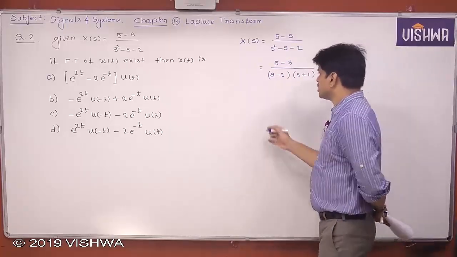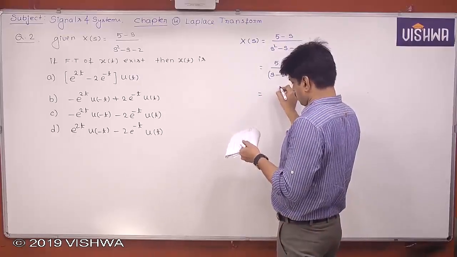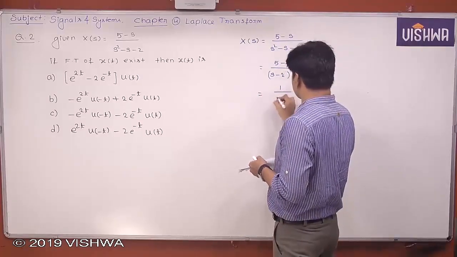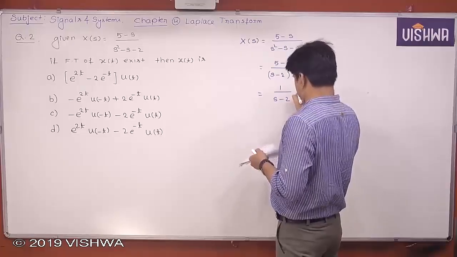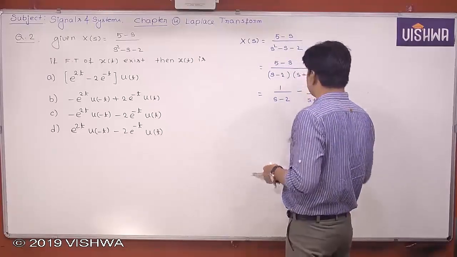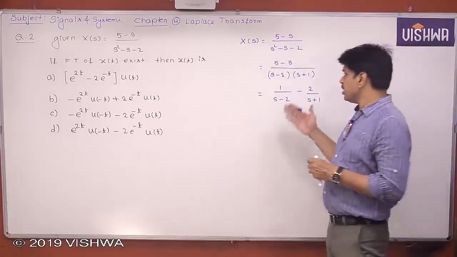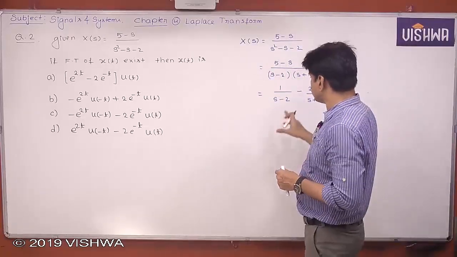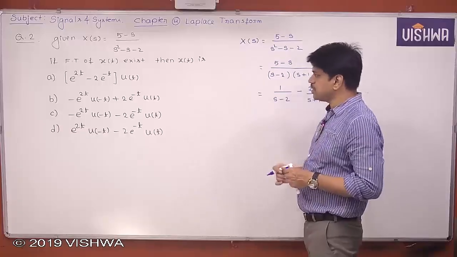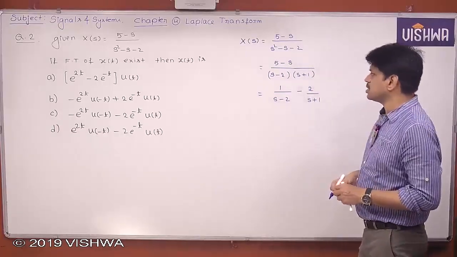Now if I do the partial fractions, here I am going to get 1 by s minus 2 minus 2 by s plus 1. These are the partial fractions. Now if I try to find out what is x of t, it may look like option A is correct, but that is not the correct answer. Why, sir? Why is it not the correct answer?